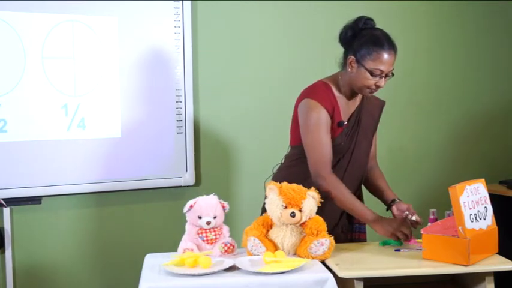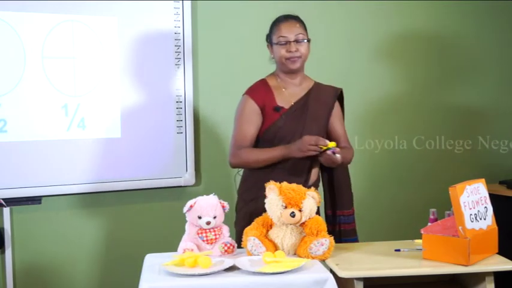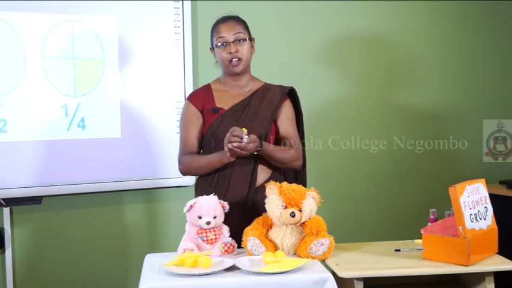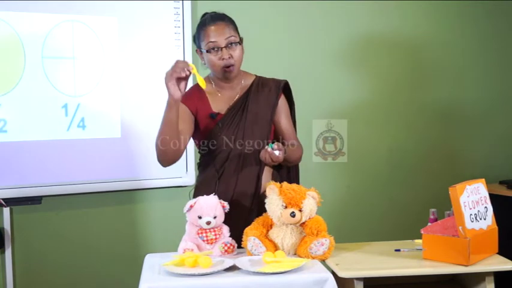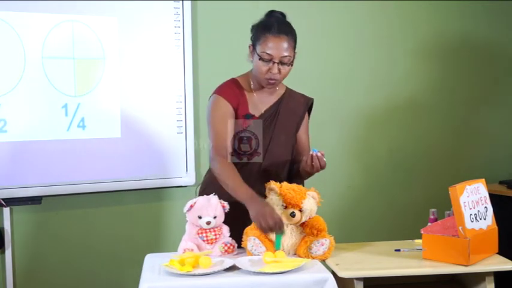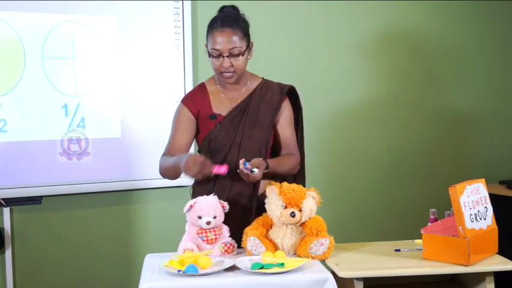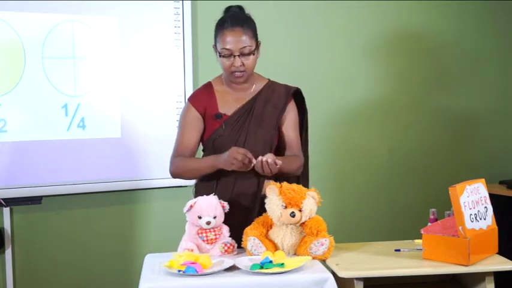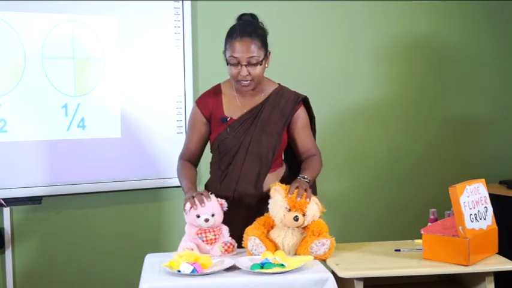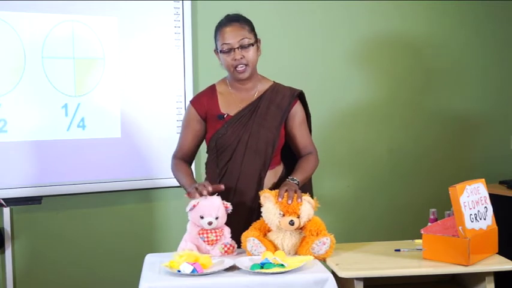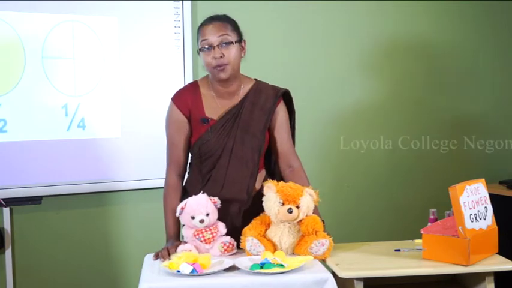And now, I have some balloons with me. 8 balloons. Now, I need to share equally. Let's see. You also count with me. Okay? 1, 1, 2, 2, 3, 3, 4, 4. When we share 8 balloons equally among these two, each one gets 4. Okay, now you know how to share equally.